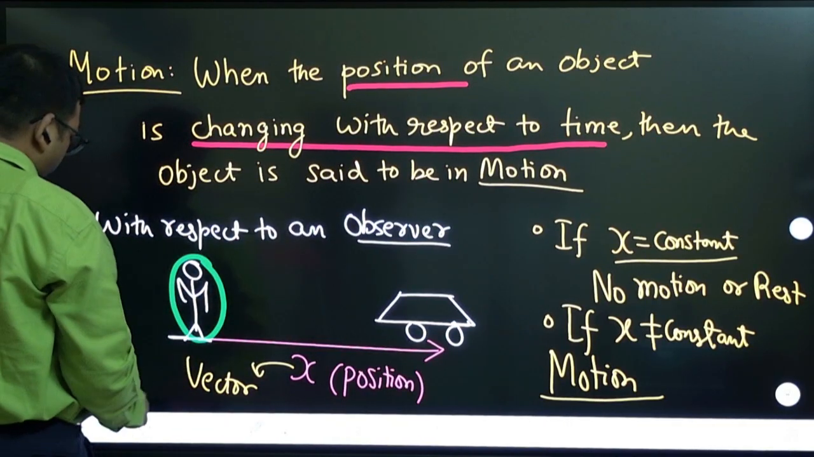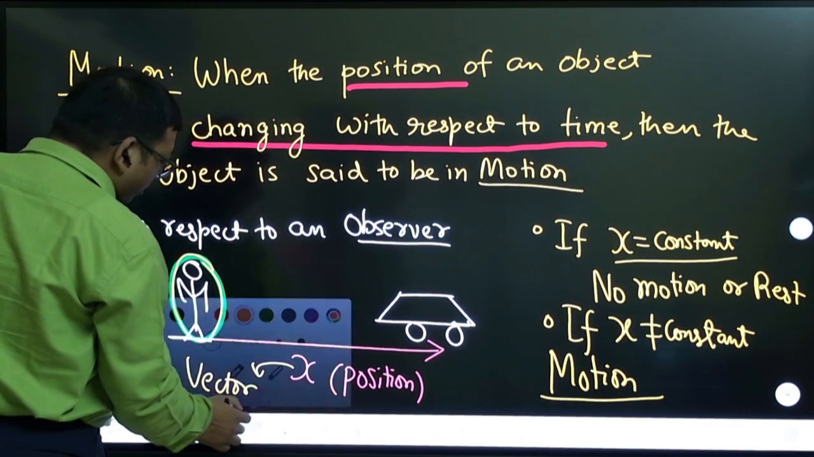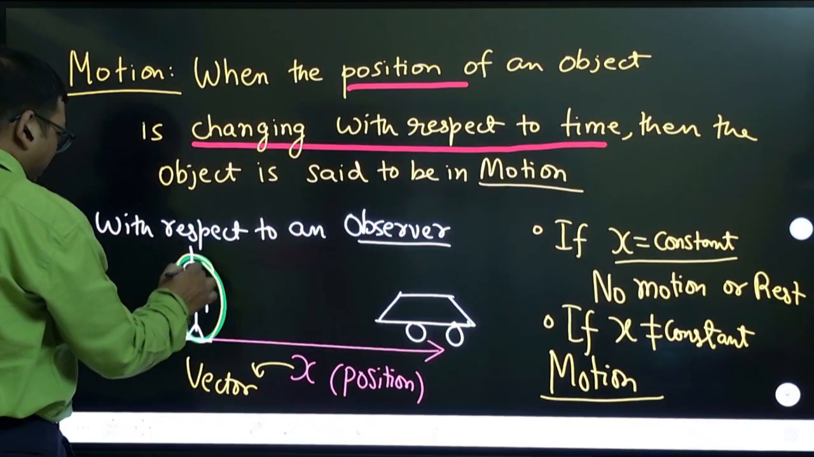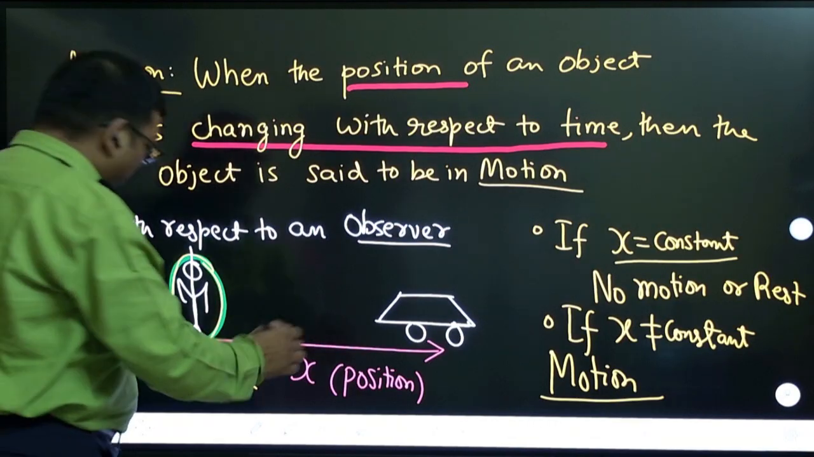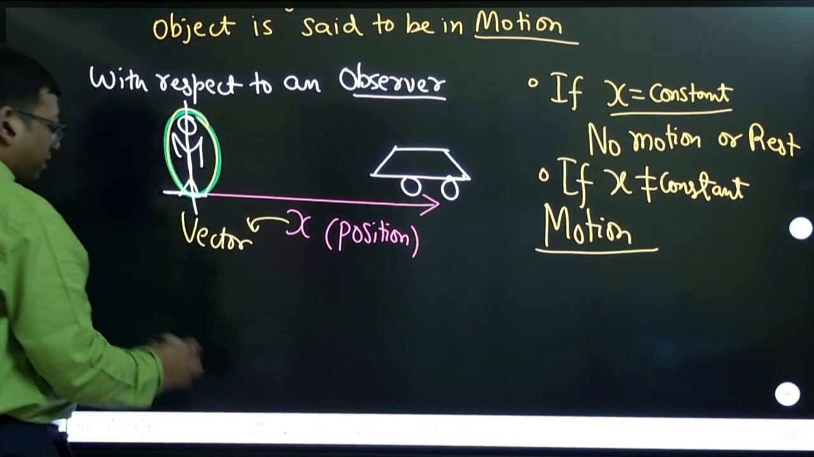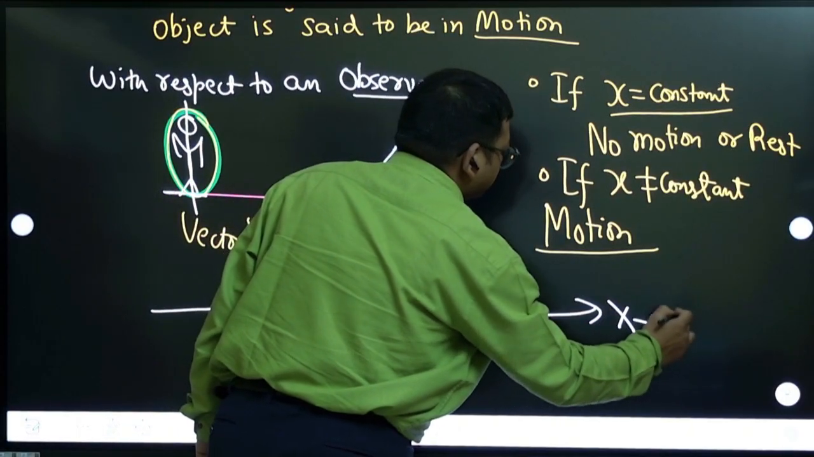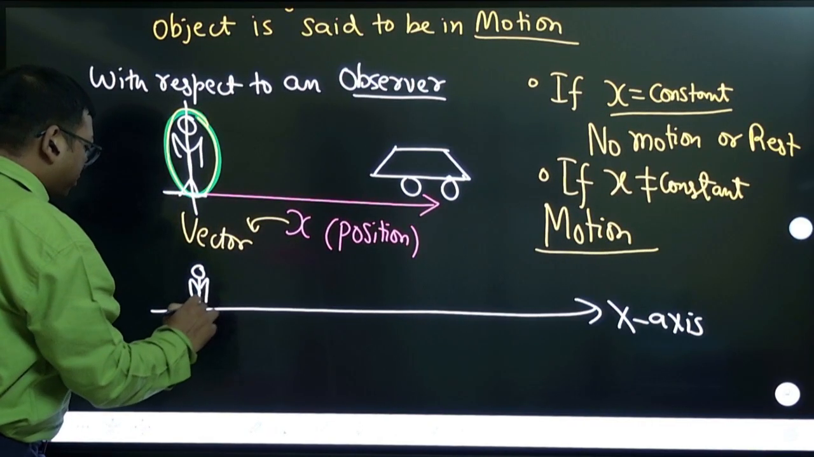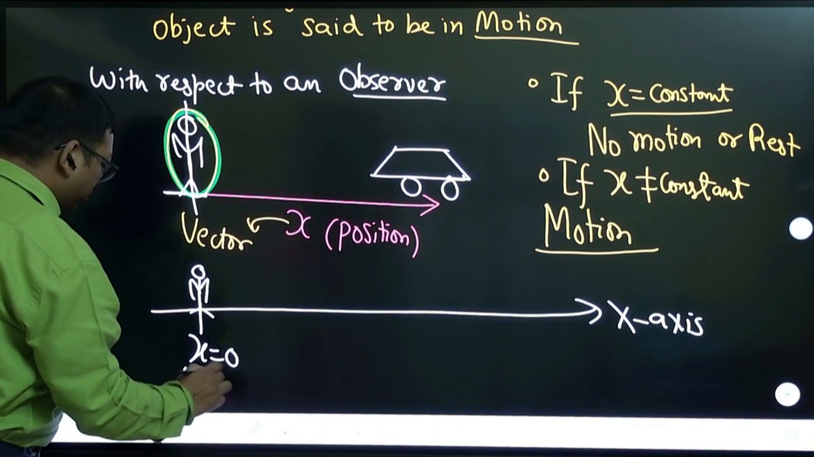First, position, and all this measurement is done with respect to the observer. Right now we can choose the observer as origin. The observer is standing at the origin. So now in a straight line you can take the x-axis or y-axis, you can take any axis, but let us take this as the x-axis. Wherever the observer is standing, this is x equal to 0. It is called origin.